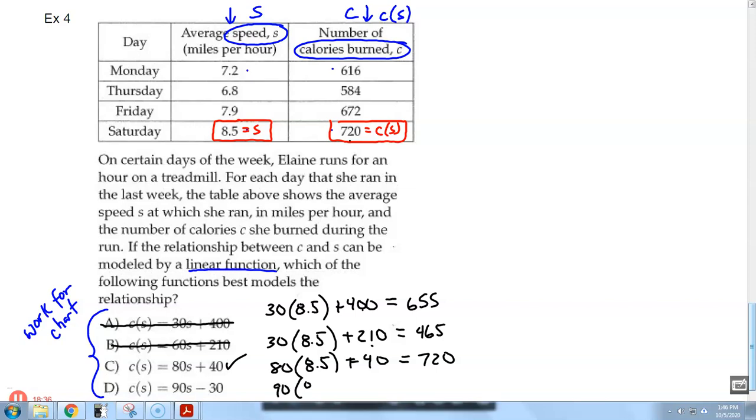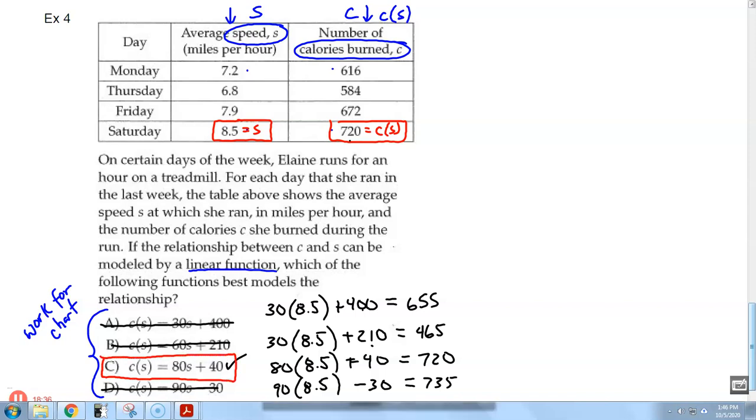90 times 8.5. Oop, not plus. They switched it up on me. Minus 30. Well, 90 times 8.5 minus 30. 735. Close, but no cigar. So you're out. So right now I feel pretty confident the correct answer is C.